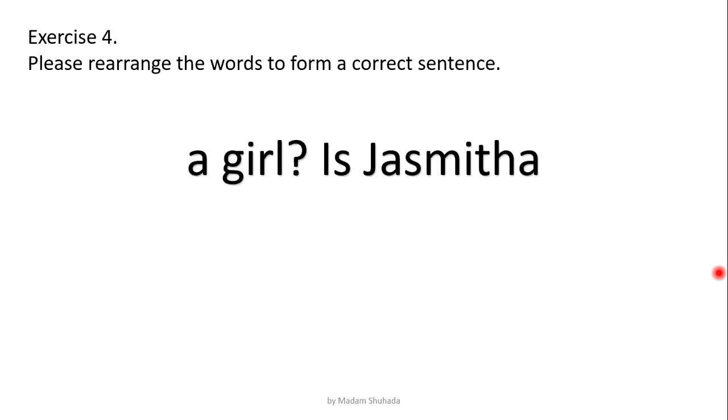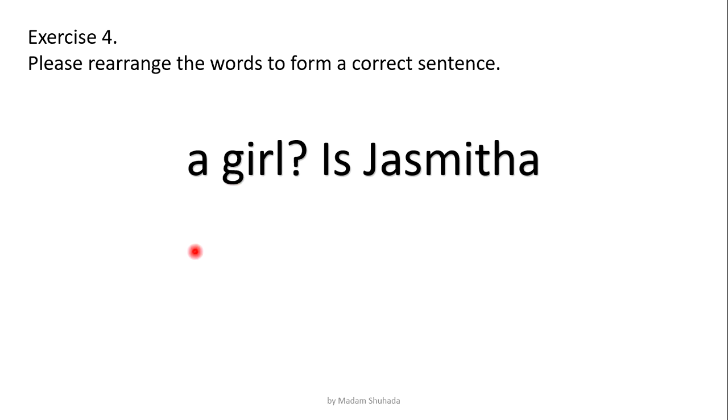Now move on to exercise 4. Again, you can pause this video to write your answer in the comment section below. Please rearrange the words to form the correct sentence. Same goes to exercise number 1. You have to rearrange these words to become a correct sentence. So in this case, a correct question.